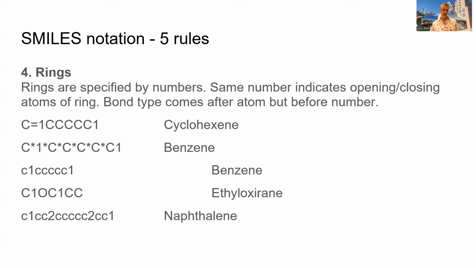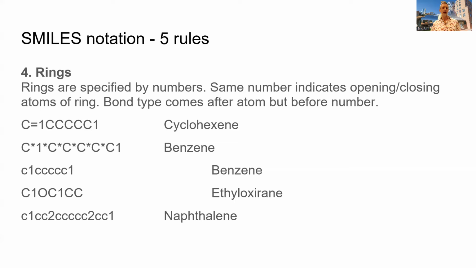The only other main rule is the notation for closing a ring. We looked at benzene. We could represent this aromatic compound just with a bunch of lowercase c's. So benzene would be basically six lowercase c's in a row. But we also have to specify which two carbons are connected. The way we do that is with numbers. For benzene, we'd say c1, and that puts a marker on that first carbon. And then five atoms later, there's another c1.